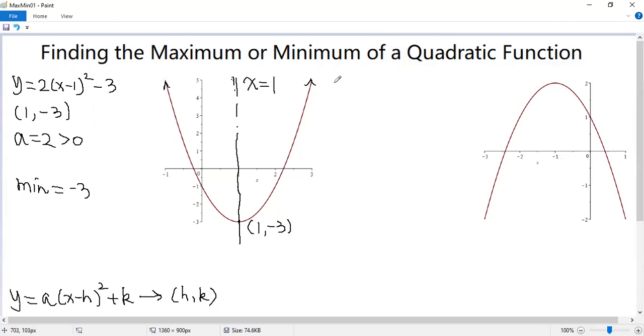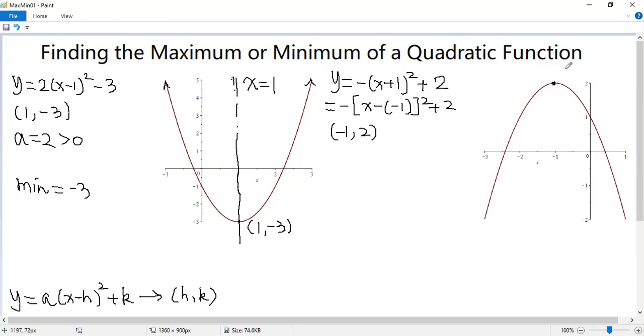Now let's look at the next example. y equals negative (x plus 1) squared plus 2. First, we change that to this form. So we get negative (x minus negative 1) squared plus 2. So the coordinates of the vertex are (negative 1, 2).